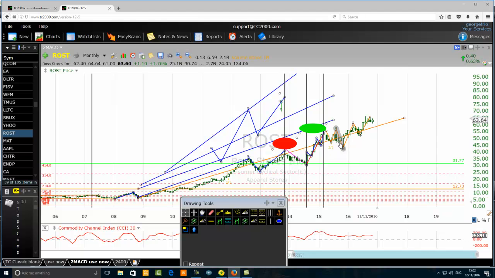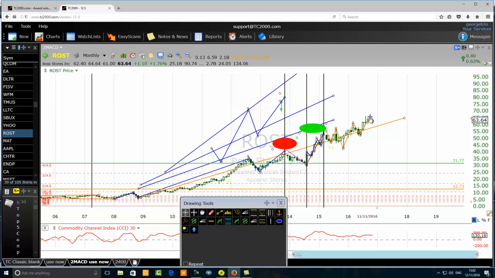That's it. So 1, 2, 3, 1, 2, 3. This is A, B, C. In all ABC corrections, the C is always subdivided into what? Into 5. The C part of all ABC corrections will be subdivided into 5. Very important. So we will be expecting this stock to go down 1, 2, 3, 4, 5. That's what I would say here.